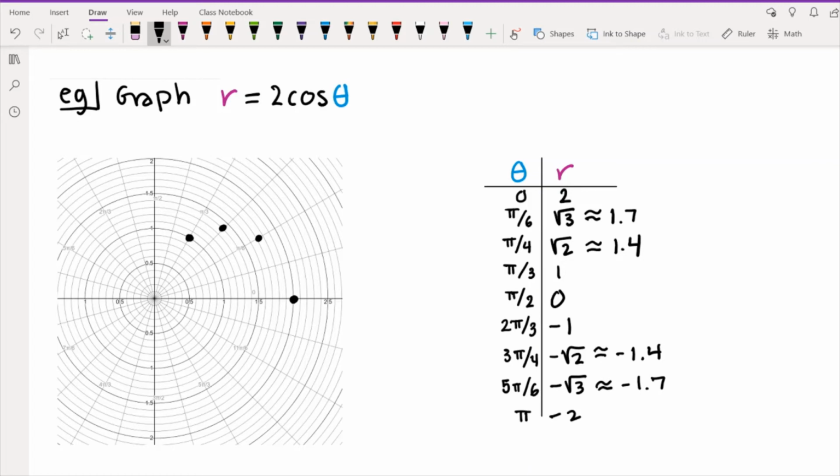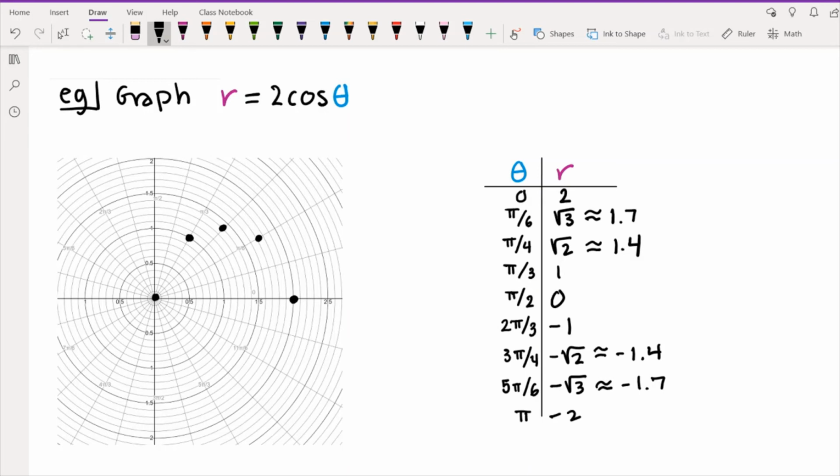Then we have pi over 2. And so that is this right angle. And we're trying to go a distance of 0. And so anytime you have a distance of 0, regardless of what the angle is, that's always just going to be a point at the origin, right? Because going 0 from the origin just means you're at the origin.